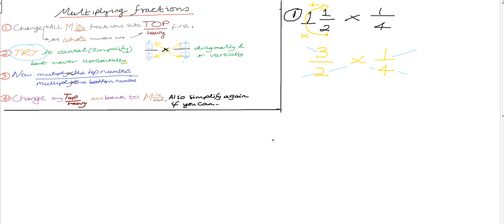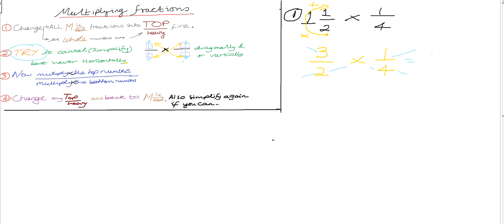So the question says, number 2, try to cancel. If you can't cancel, it's not the end of the world. What do we do next? Step number 3. What's step 3? Now multiply the top numbers together. And then? Multiply the bottom numbers together.